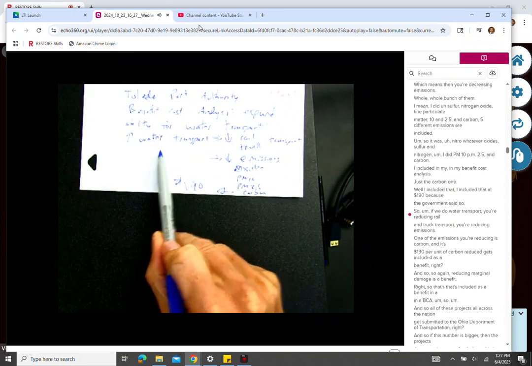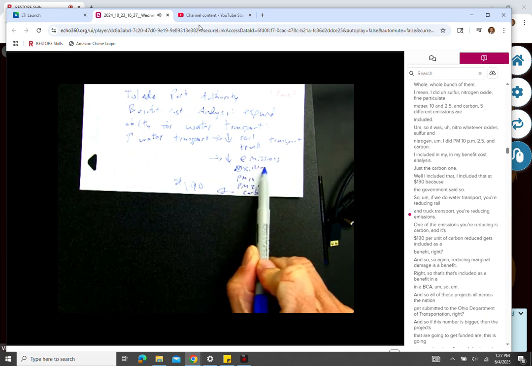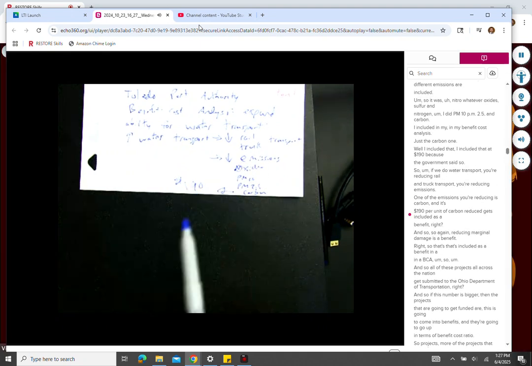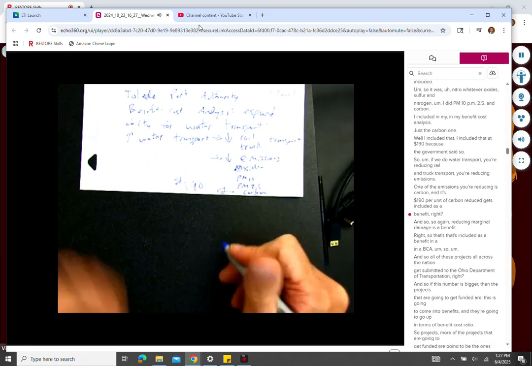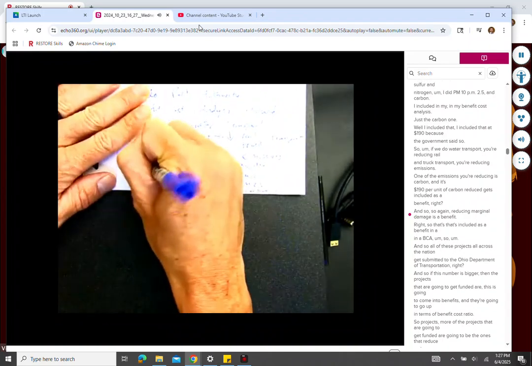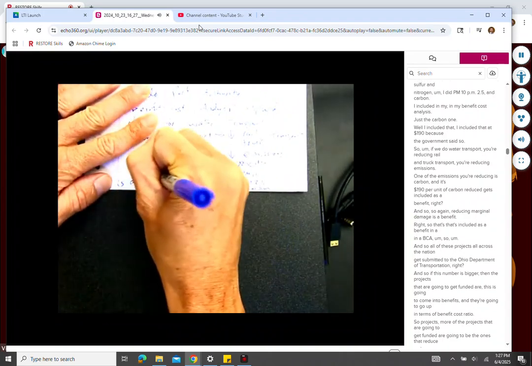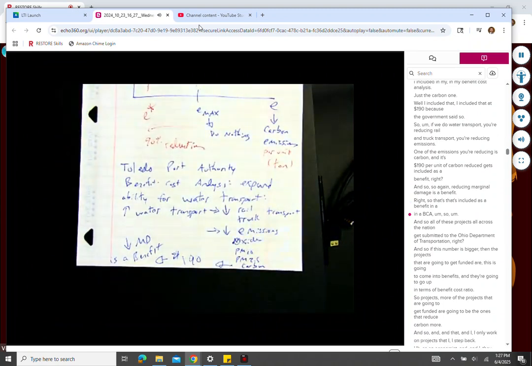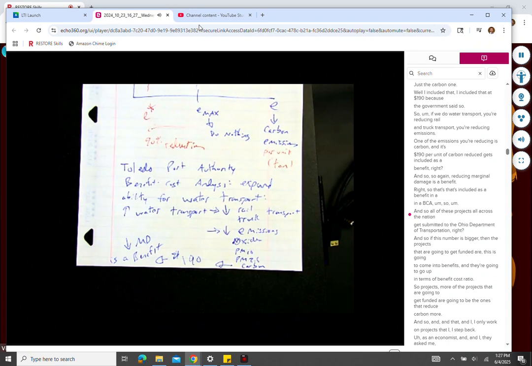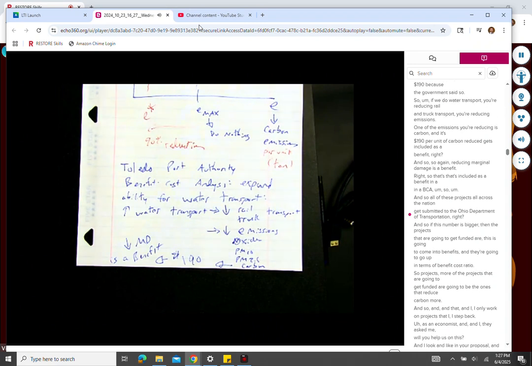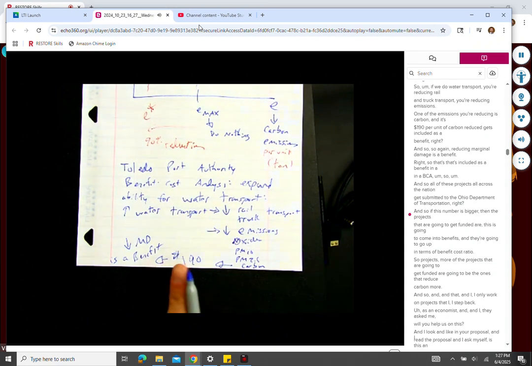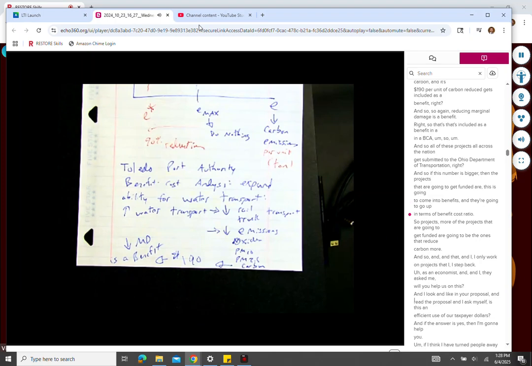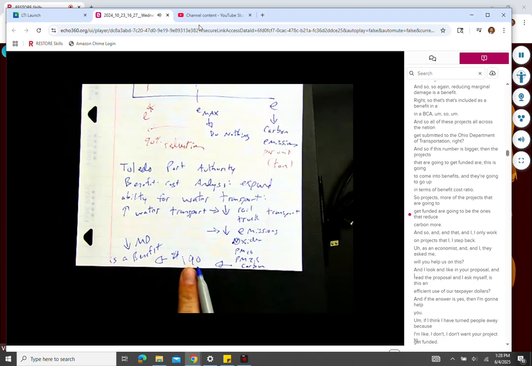And so if we do water transport, you're reducing rail and truck transport, you're reducing emissions. One of the emissions you're reducing is carbon, and it's $190 per unit of carbon reduced, which gets included as a benefit, right? And so again, reducing marginal damage is a benefit. Okay? So that's included as a benefit in a BCA. And so all of these projects all across the nation get submitted to the Ohio Department of Transportation, right? And so if this number is bigger, it's going to come into benefits, and they're going to go up in terms of benefit cost ratio. And so more of the projects that are going to get funded are going to be the ones that reduce carbon more.